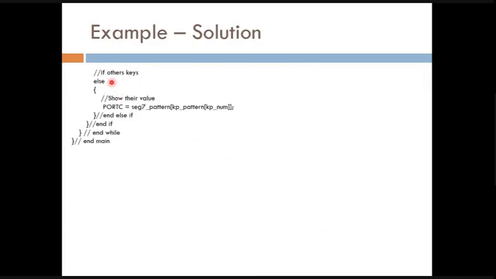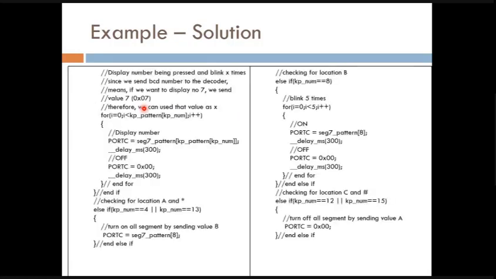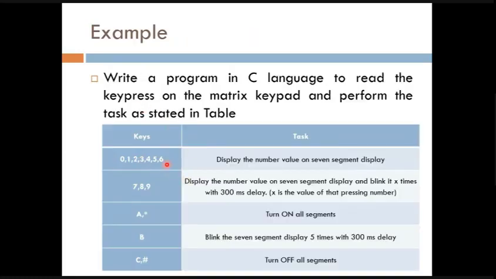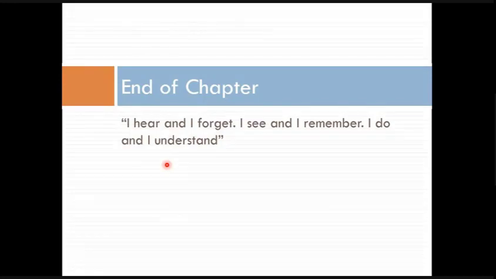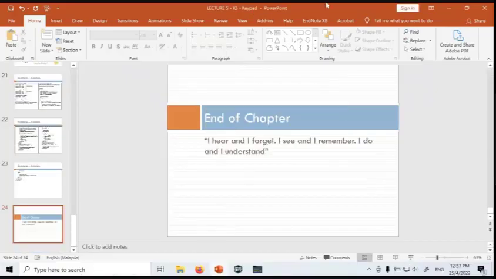And then for other keys than the ones we use, you just show the value according to the number of the key pressed. So this means that you are referring to 0, 1, 2, 3, and then 5, 6. So that one will be the conclusion for the 7 segments.